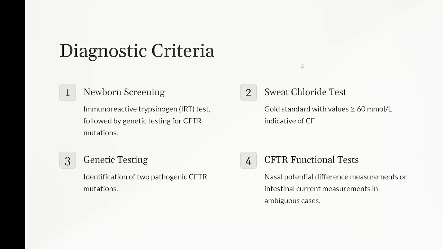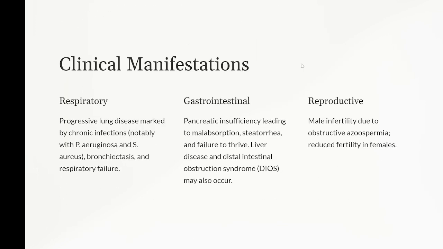Genetic testing, identification of 2 pathogenic CFTR mutations. CFTR functional tests, nasal potential difference measurements or intestinal current measurements in ambiguous cases. Clinical manifestations: respiratory, progressive lung disease marked by chronic infections, notably with P. aeruginosa and S. aureus, bronchiectasis, and respiratory failure.